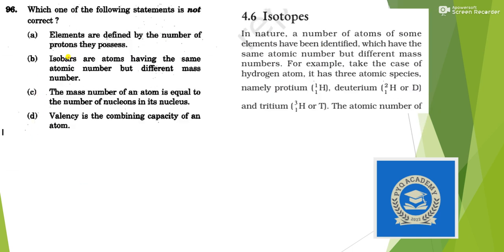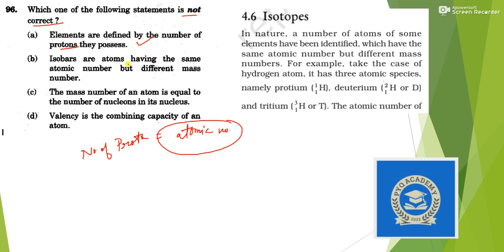Let's move to next question. Which one of the following statements is not correct? Okay, so let's read the statements. Elements are defined by the number of protons. Yes, it is true, because number of protons is nothing but atomic number. And by atomic number we can define element. So yes, option A is correct.